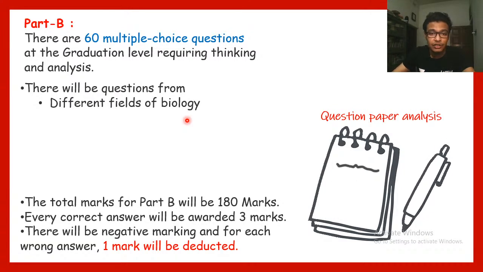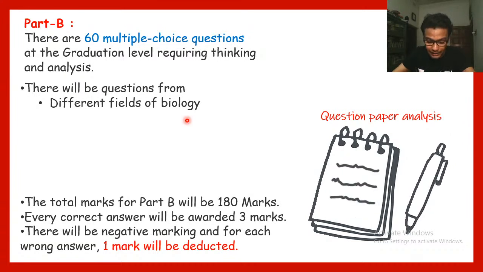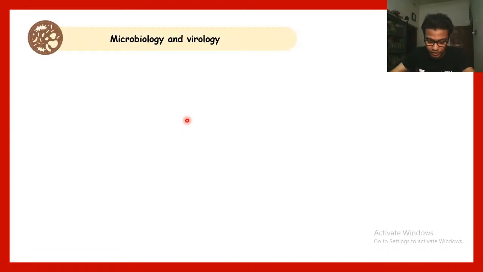So in this section, you can take higher risk, but in part A, you can't take higher risk, so it would be difficult for you guys, okay? So do let me know if you have any questions so far.